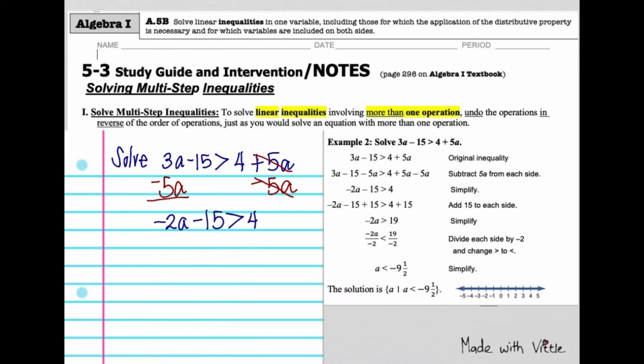Now we have a monomial on the right side, which is 4. So we'll leave that alone for now. What we're going to do is make sure the negative 2a with a variable will be all by itself. So we have to cancel that negative 15 by doing plus 15 on both sides of the inequality. Let's do the opposite of multiply, which is divide by negative 2 on both sides.